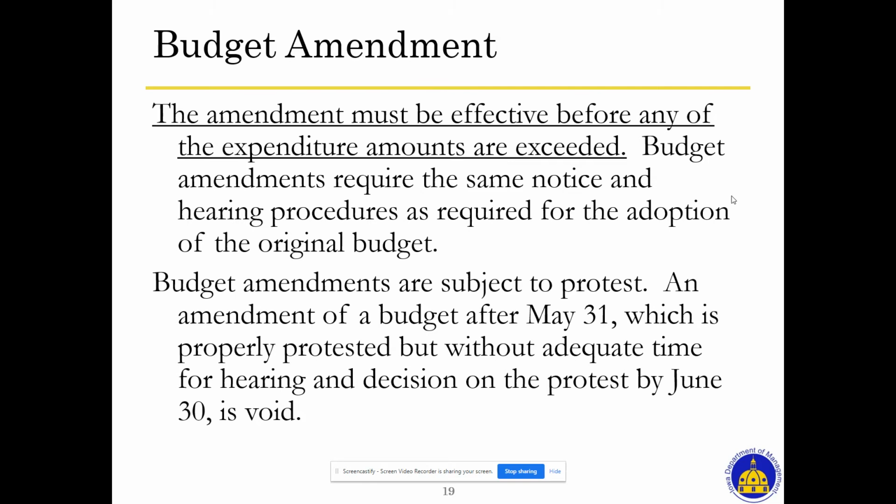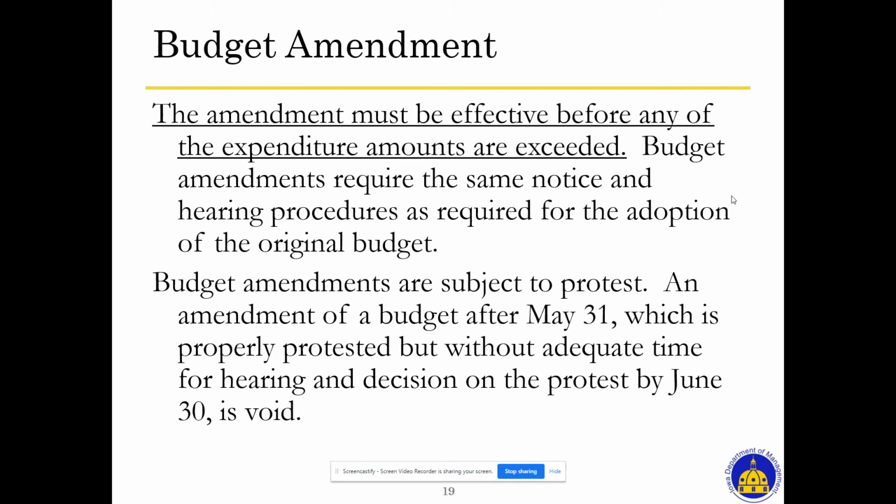Budget amendments require the same notice and hearing procedures as required for the adoption of the original budget. So essentially the same, not less than 10, no more than 20 days notice for the hearing date. You hold a public hearing on that amendment, close the public hearing, and then your board would act to approve the amendment or make any other changes. Budget amendments are also subject to protest, just like your original budget is.